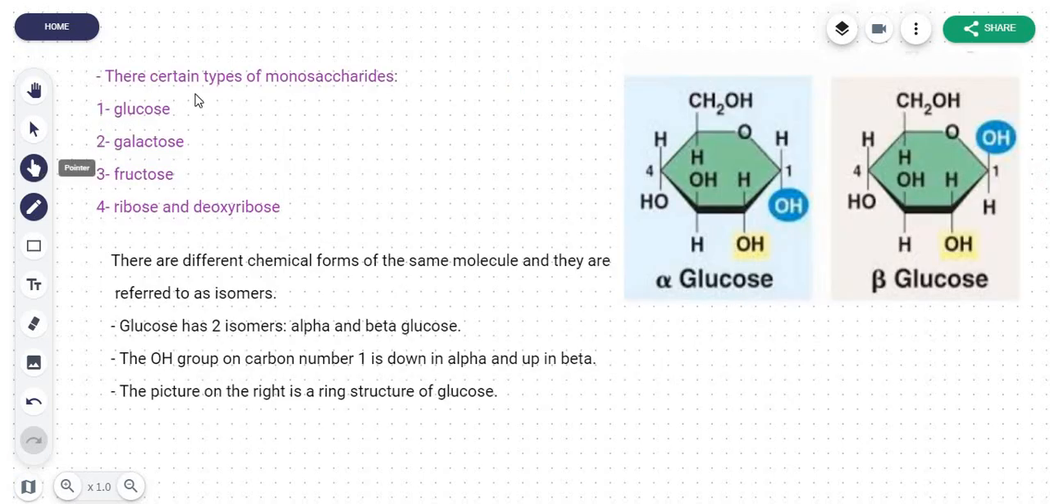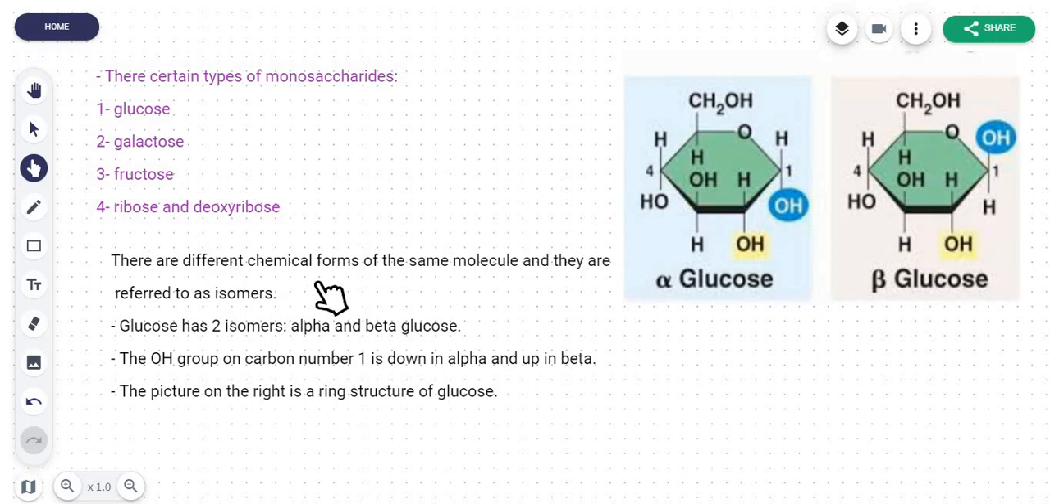Okay, so now we're going to talk about some types of monosaccharides. The most common ones are glucose, which we just spoke about the structure of, galactose, which is found in milk, fructose, which is found in plants, ribose and deoxyribose must be new. Ribose is a monosaccharide that forms your ATP and RNA, and deoxyribose is found in your DNA.